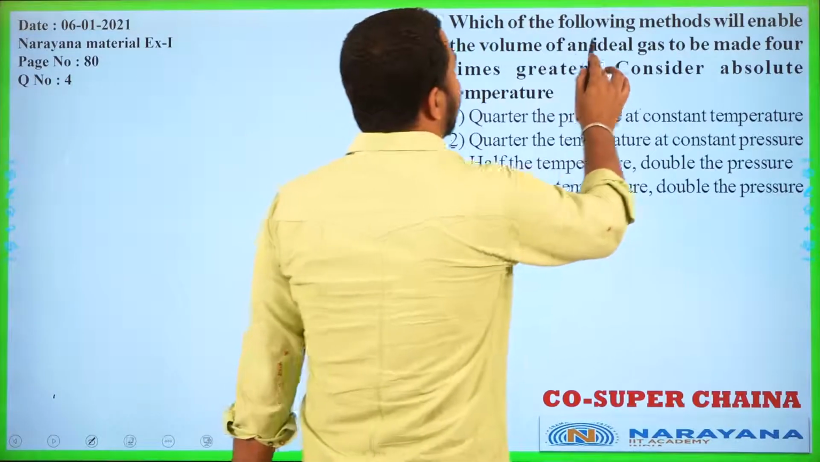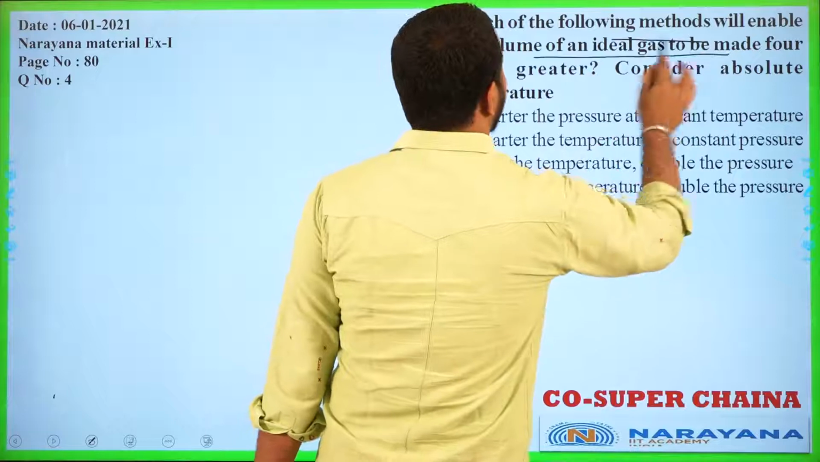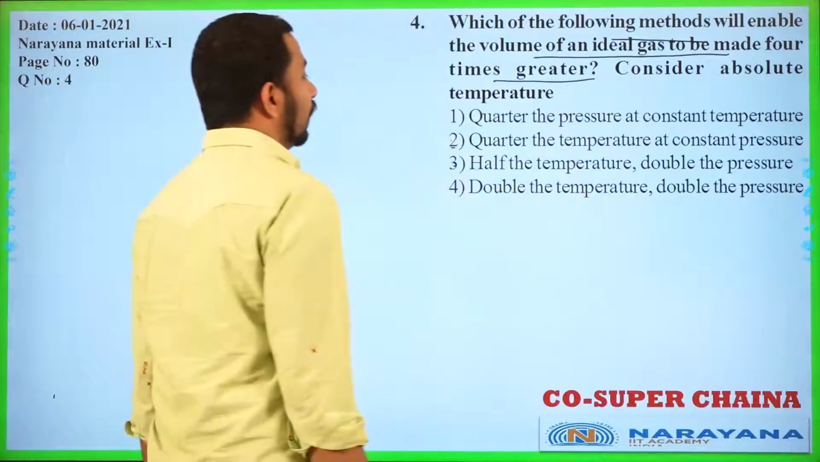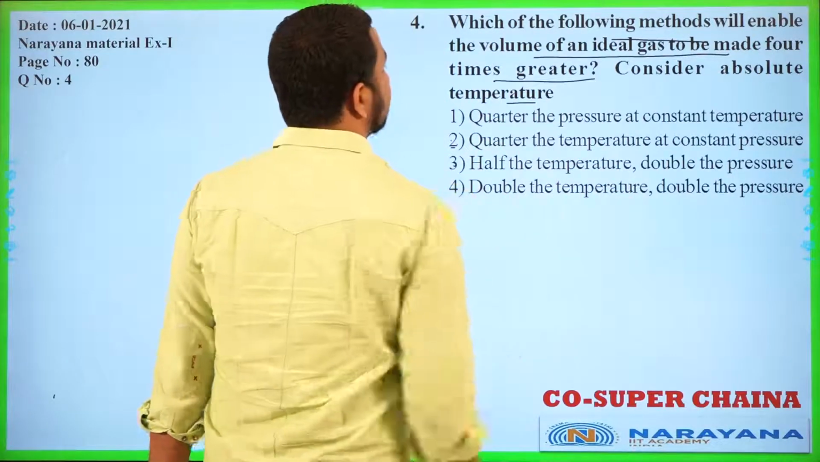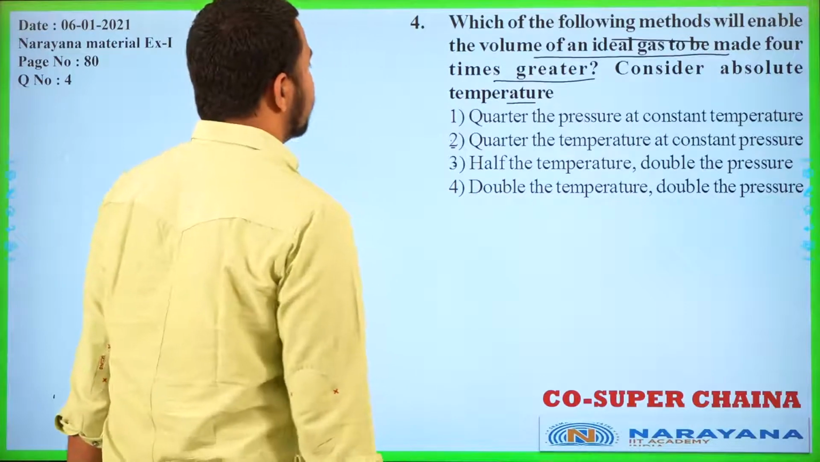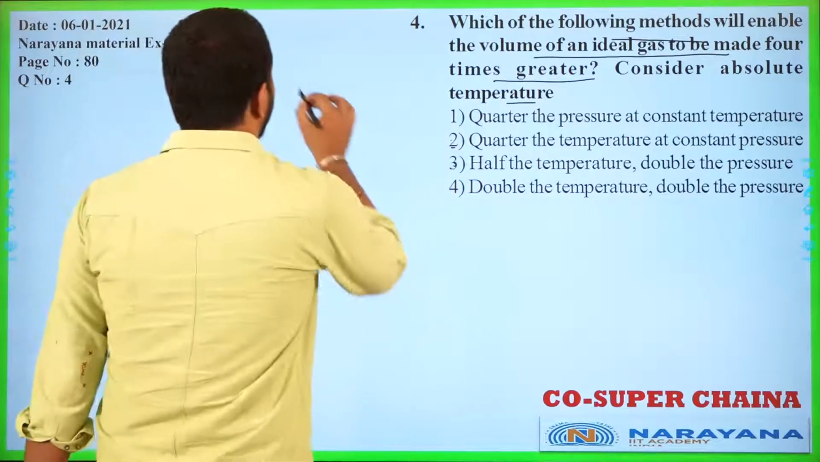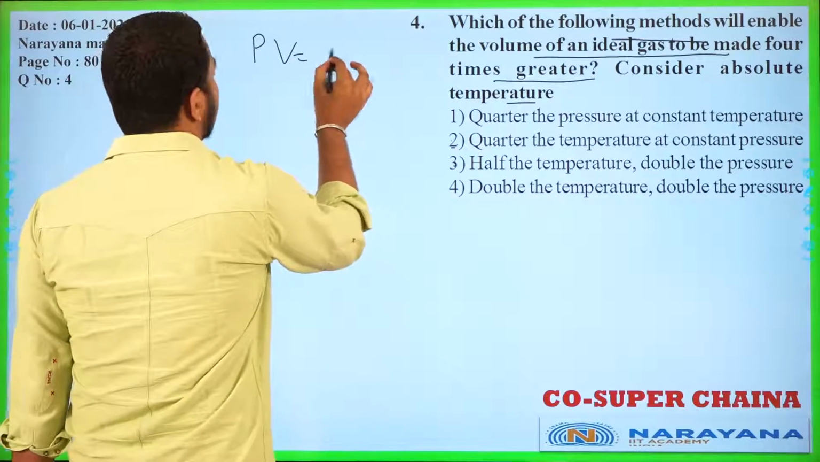Which of the following methods enables the volume of an ideal gas to become 4 times greater? Consider absolute temperature. Now you have to check which of the following options you want. You know PV is equal to nRT.